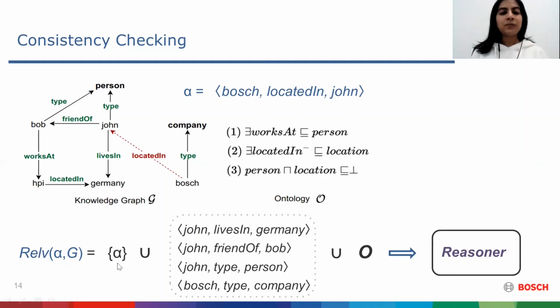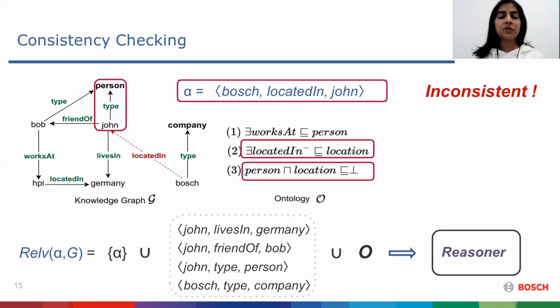This predicted triple, the relevant set, and the ontology are all given to the reasoner for performing the consistency check. We can see here that the predicted triple is inconsistent because the type for the entity John is person, but the range for the located in relation should be location, and person and location are disjoint classes. Therefore, in this case, the reasoner can predict with the help of the relevant set only that this particular prediction is inconsistent. And this way we can perform fast reasoning.